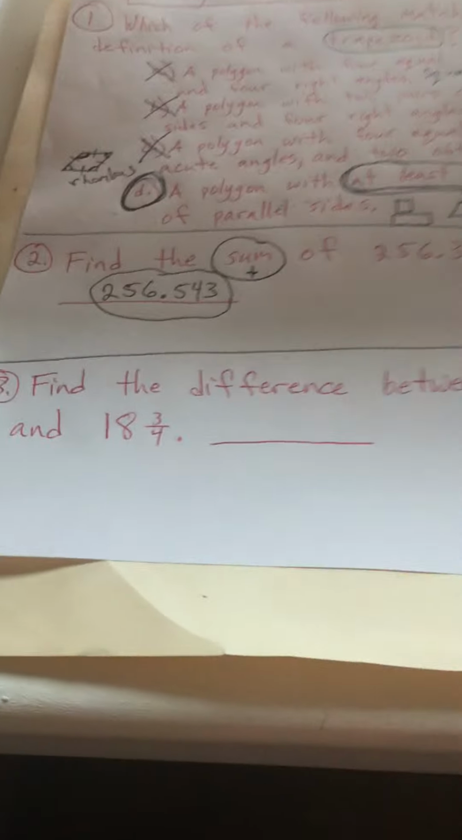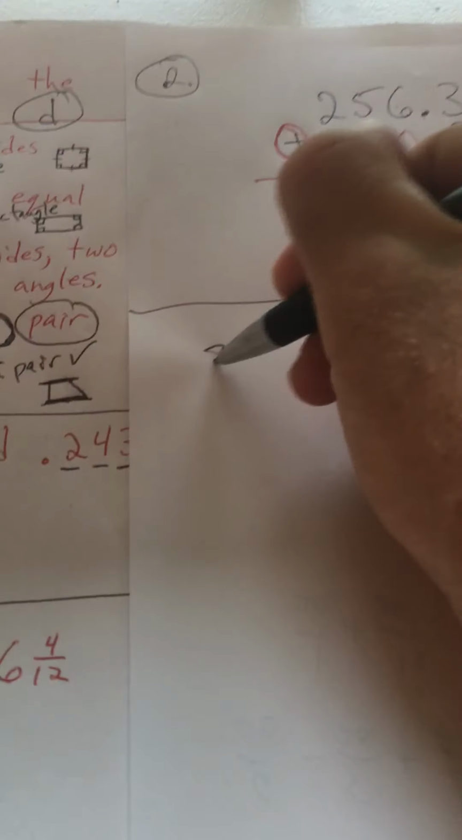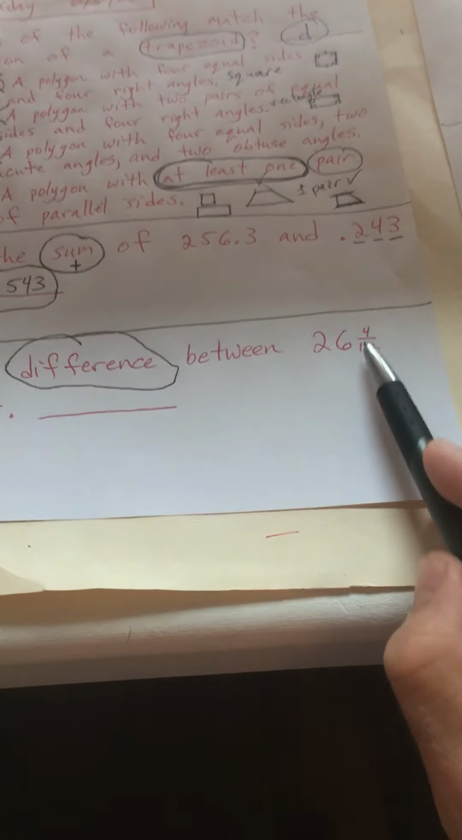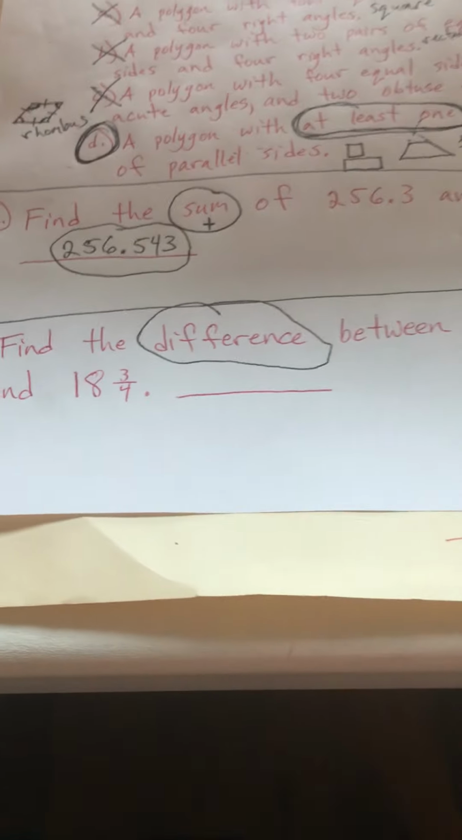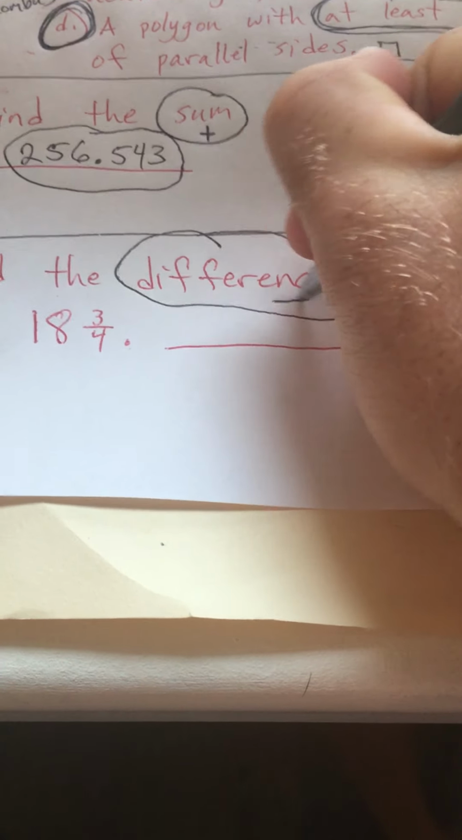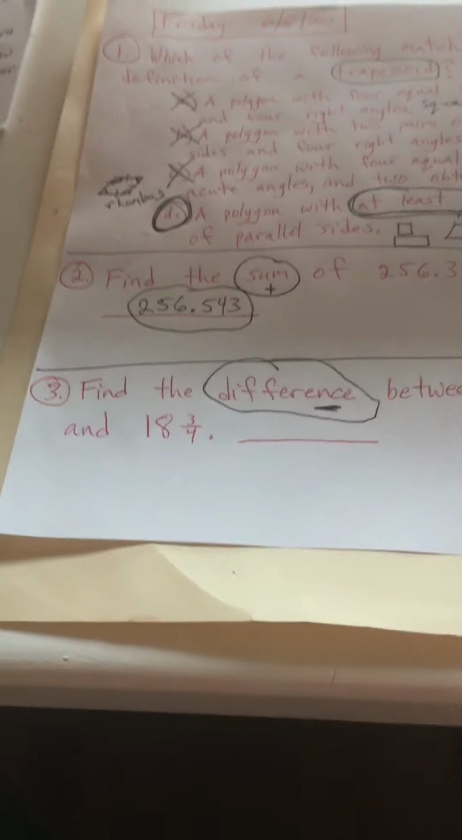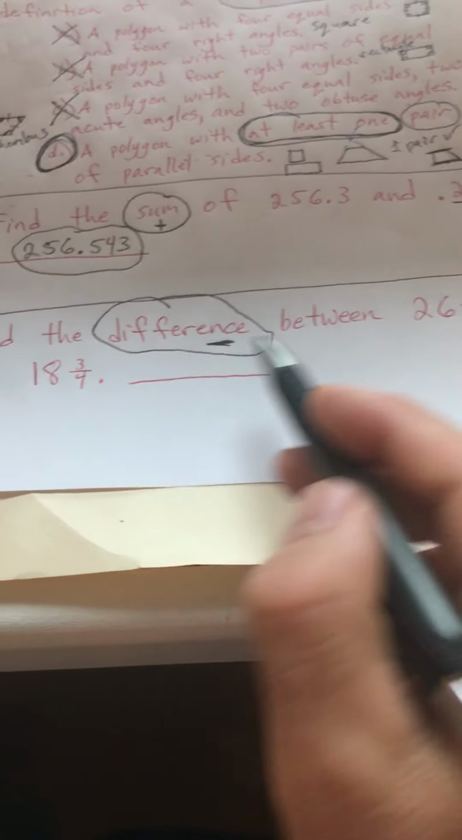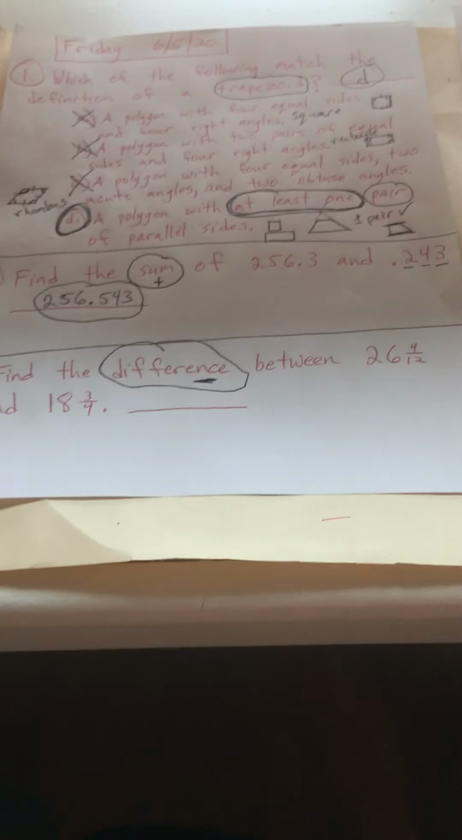Last one. Okay, let's go on to number 3. I'm going to carefully organize my work over here. This one says find the difference between 26 and 4/12 and 18 and 3/4. So we're finding the difference. The difference is the answer to a subtraction problem. So we are subtracting to find out how different these two are, right? Basically, what is the difference in the middle of them? So to find out the difference between these two, you subtract the two.